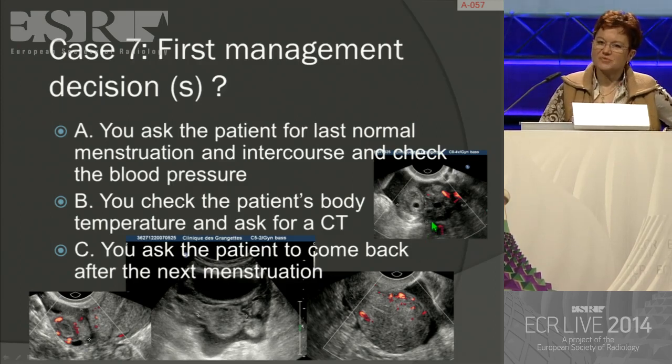Now, what are your management decisions in this patient? A, you ask the patient for last normal menstruation and intercourse and check the blood pressure. B, you check the patient's body temperature and ask for a CT. And C, you ask the patient to come back after the next menstruation. Please vote.